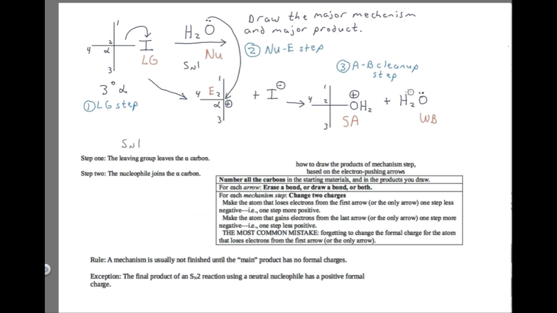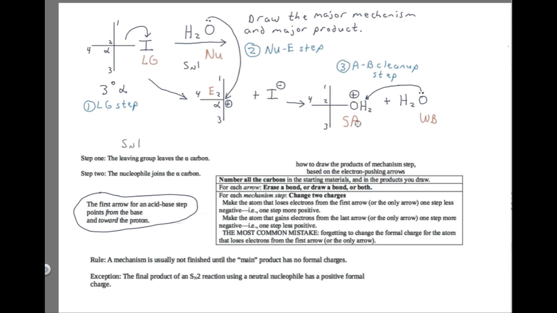Now, do you know how to draw the electron pushing arrows for this step? I hope it was boringly easy for you, although that is something that gives many students difficulty. You should have memorized that the first arrow for an acid-base step points from the base towards the proton. So we begin the arrow from the base, and it should point towards one of these protons on the oxygen.